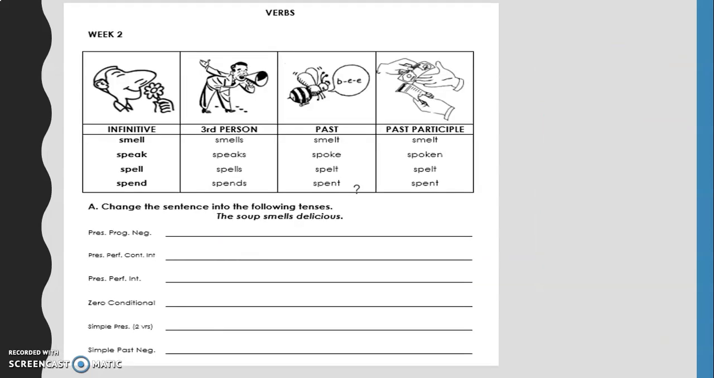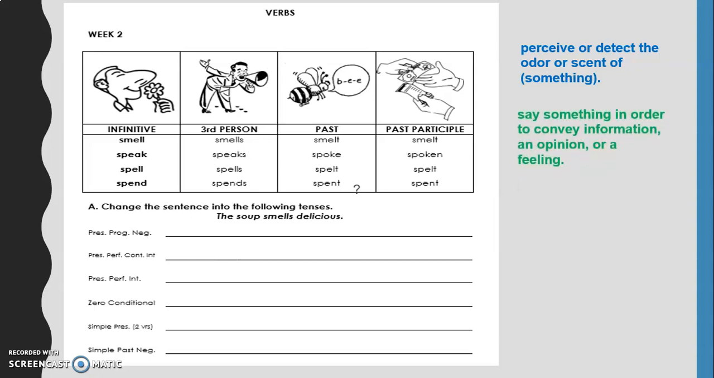In week 2, we studied verbs like smell, speak, spell, spend. Smell is to perceive or detect the odor or scent of something. Odor normally doesn't smell good, and scent is like a perfume, is nice. Speak is to say something in order to convey information, an opinion, or a feeling. I speak in different languages. So do you. Spell: write or name the letters that form a word in a correct sentence or sequence.